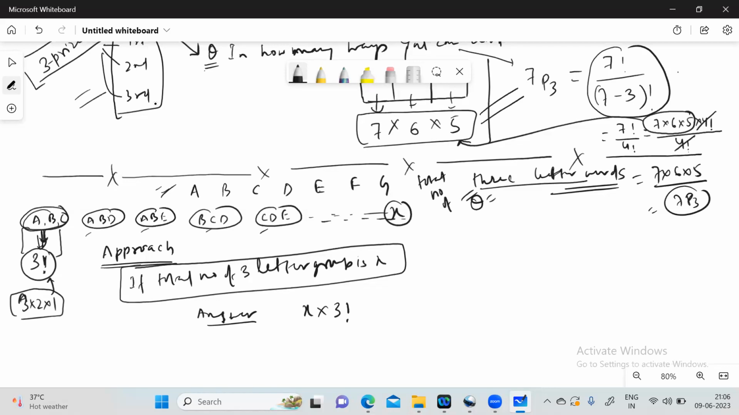ऐसे तो चलता जाएगा ना, ऐसे तो बहुत सारे ग्रुप बनते जाएंगे। Sir, I didn't get this part, sir. Can you repeat it again? I am saying that I know that if I have a group of 3-letter word, it can be arranged in 3 factorial. Is it okay? Yes, sir. But I am also saying that it is not very easy to count how many groups are there, because 3-letter group ये भी अलग अलग है.